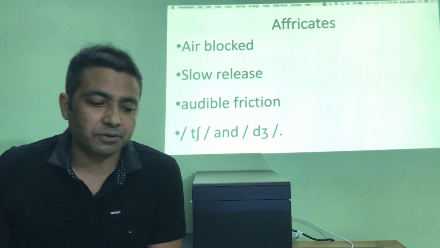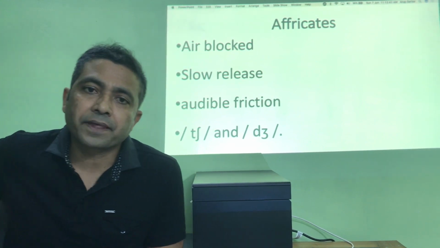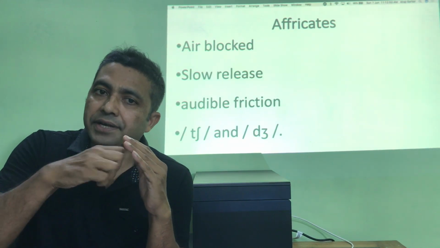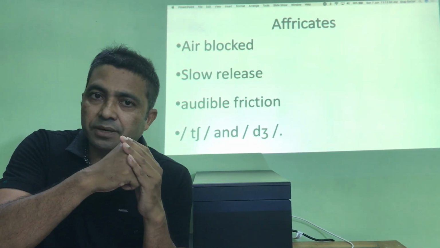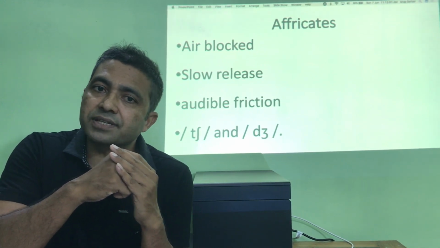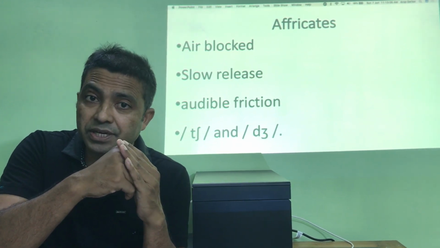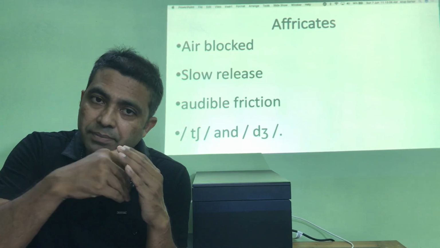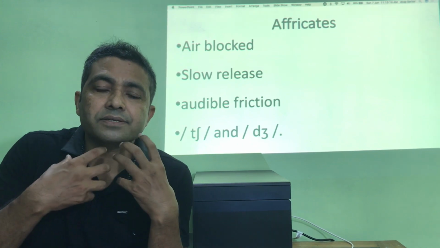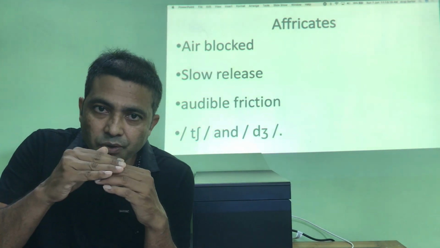Then we have affricate sounds. Affricate sounds are very similar to the plosive sounds. Here also 2 articulators block the passage, air is compressed, but not sudden release. At the time of plosive sound there is sudden release, but here it is slow release. Air is compressed, no doubt, but slow release. For example, cha. See, air is blocked. Then slow release, cha.